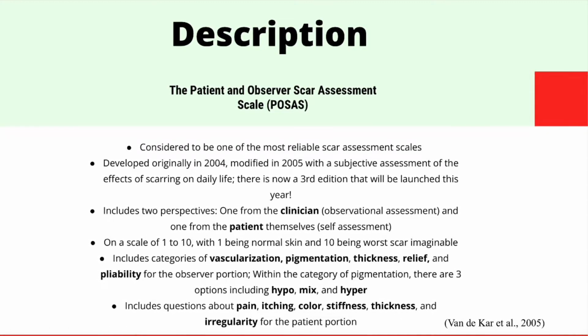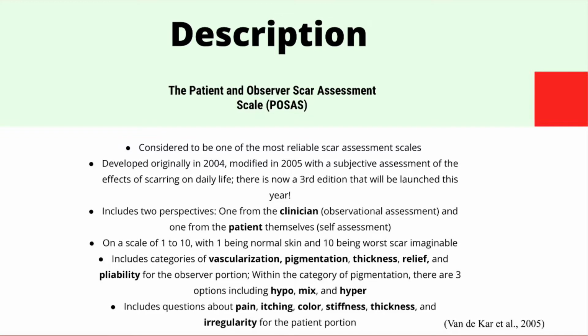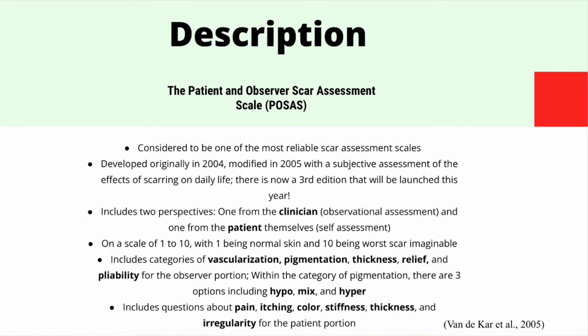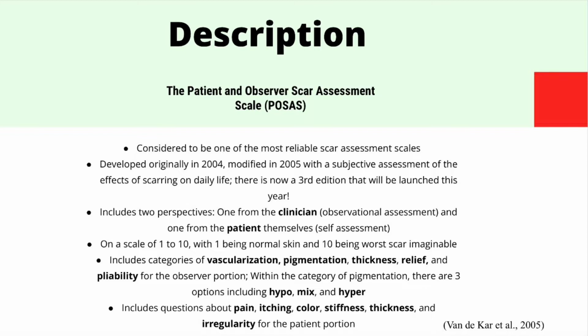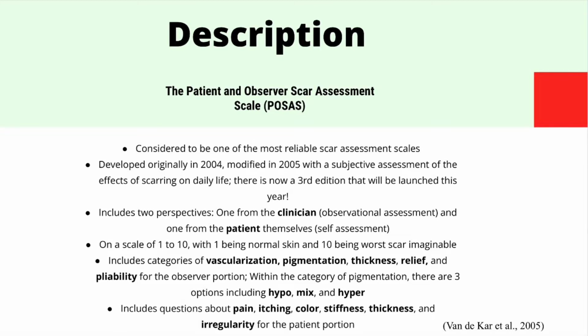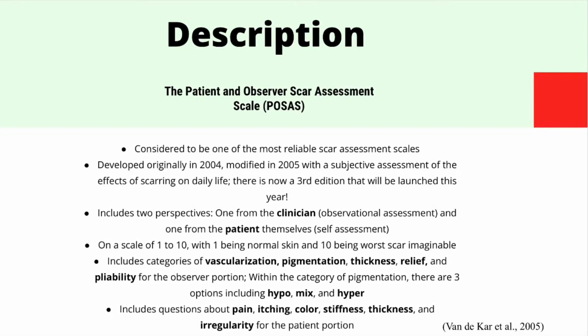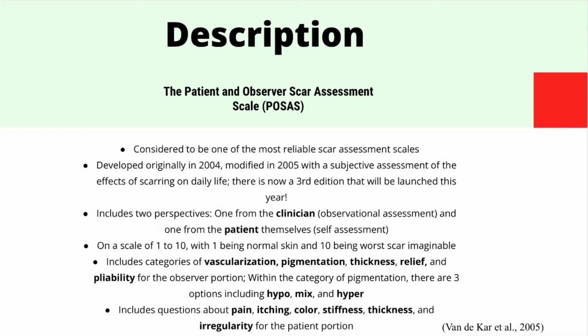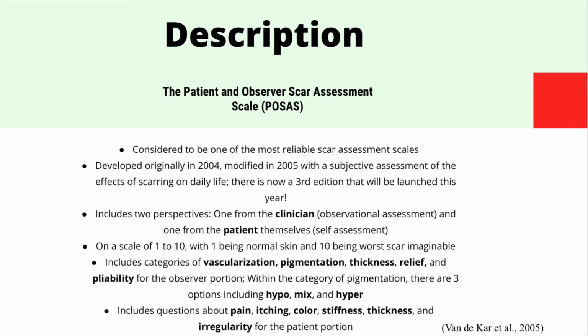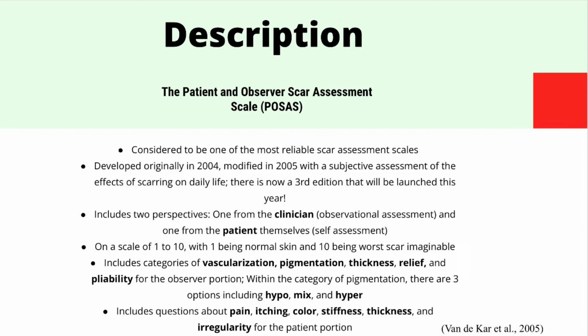For the patient portion, there are questions about pain, itching, color, stiffness, thickness, and irregularity. For both the observer portion and the patient portion, the rankings are on a scale from 1 to 10, with 1 being normal skin and 10 being the worst scar imaginable.